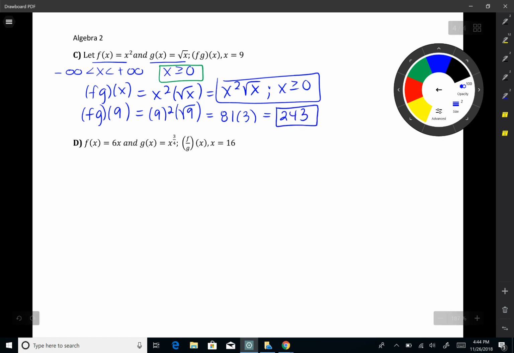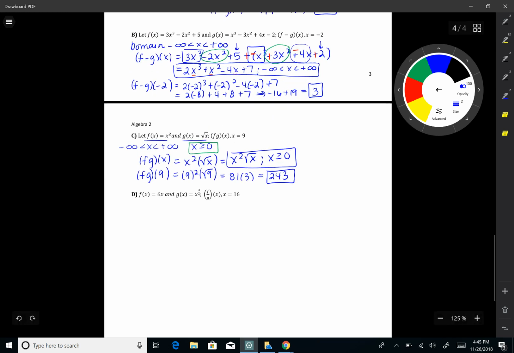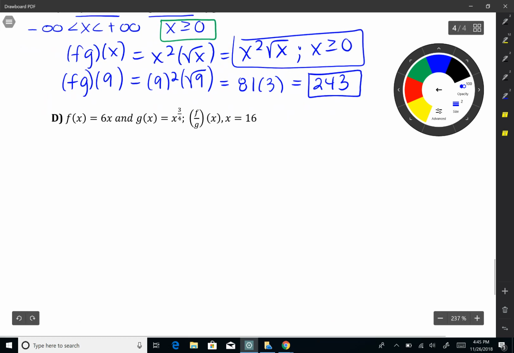And finally, f of x equals 6x, and g of x equals x to the 3/4. We're going to find f divided by g of x, and then we're going to evaluate it for x equals 16. Ooh, so I have f of x equals 6x. That's just a line. So its domain is all real numbers. Negative infinity to positive infinity.